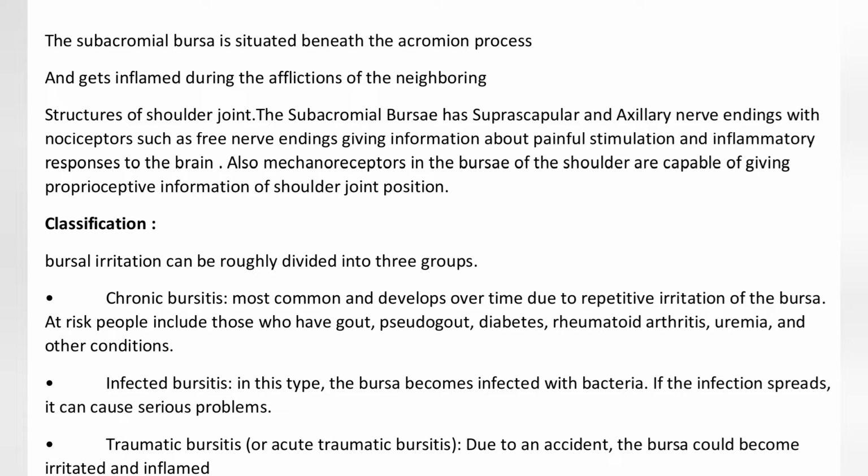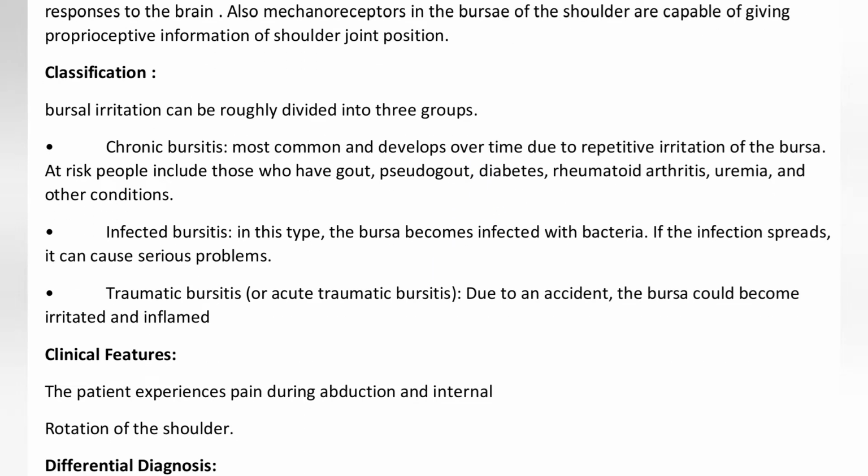Let's talk about the classification. Bursal irritation can be roughly divided into three groups. Number one is chronic bursitis, the most common, which develops over time due to repetitive irritation of the bursa. At-risk people include those who have gout, pseudogout, diabetes, rheumatoid arthritis, uremia, and other conditions.